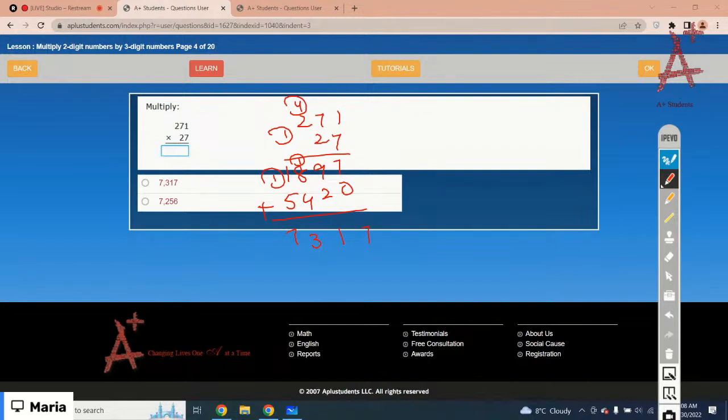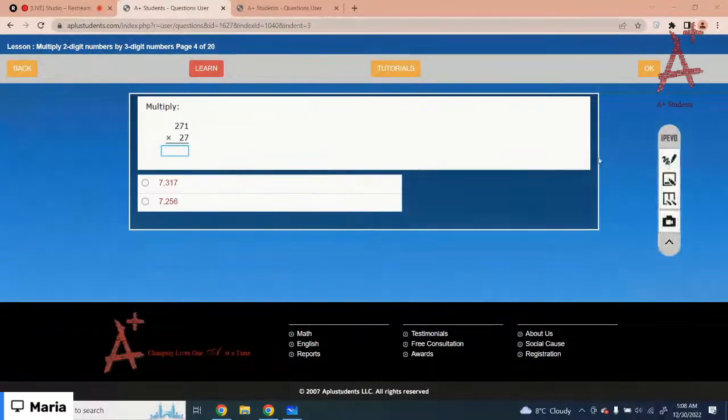So the correct option is 7,317. The first option is the correct one. I think you're not allowed to use calculator in grade 5. So you have to be perfect with the tables. Got it? It would be 7,317. So just select the correct option, then click on the OK button.